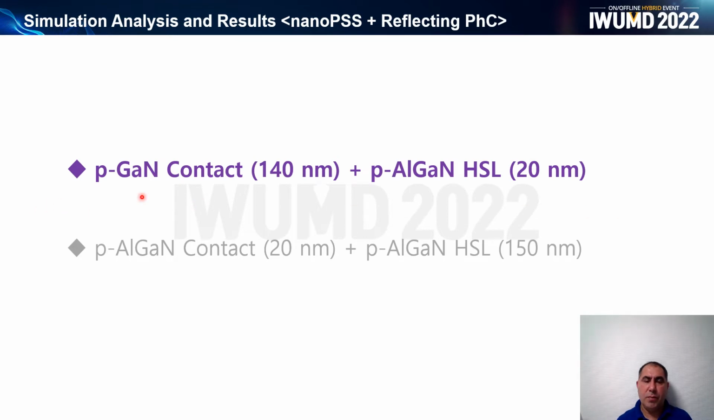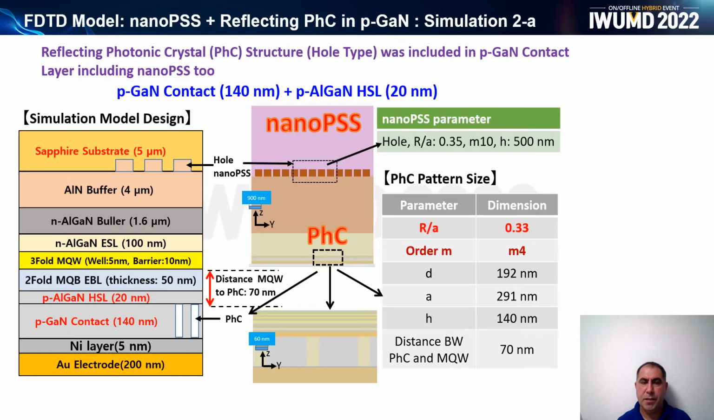Next, we investigate the p-GaN contact plus p-AlGaN hole source layer as shown here, using the same nanoPSS structure which I already discussed. So now we introduce both nanoPSS and photonic crystal. The photonic crystal was 70 nanometers away from the quantum well as shown here, and here are the nanoPSS parameters which I showed before, and here's the photonic crystal pattern size given in this table.